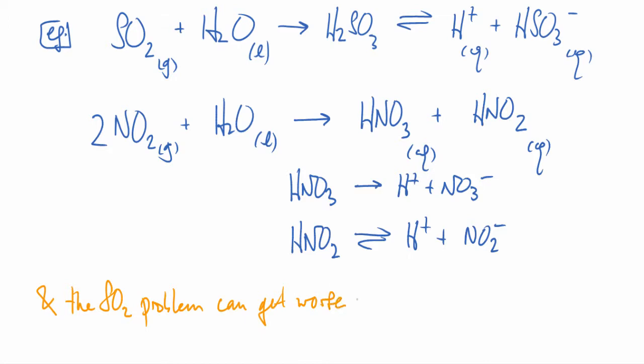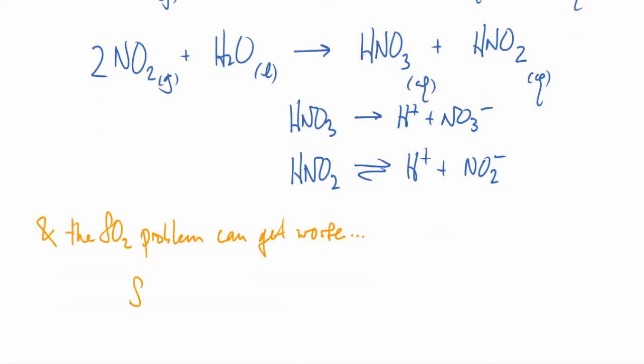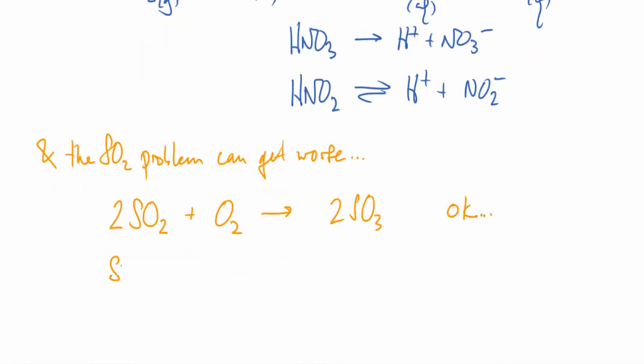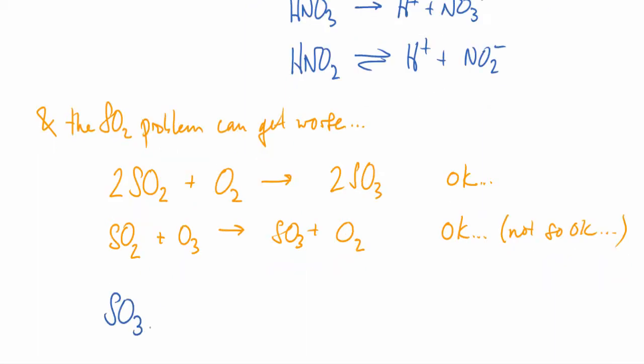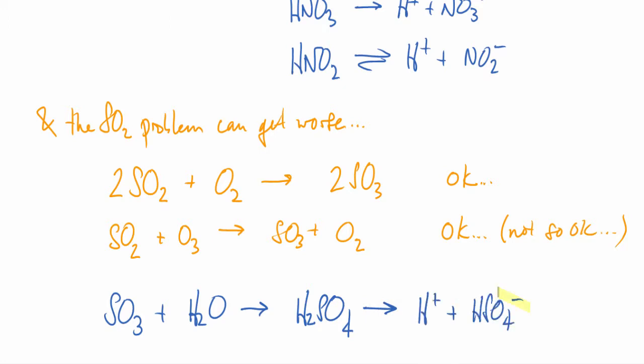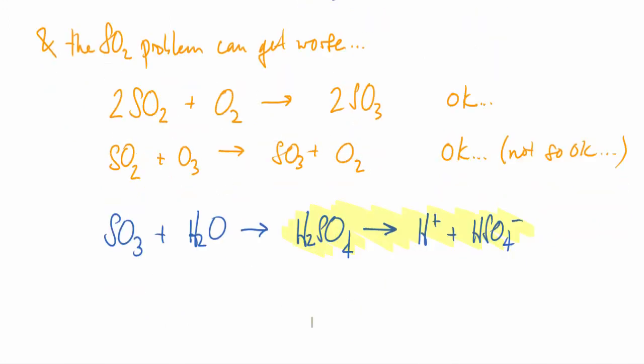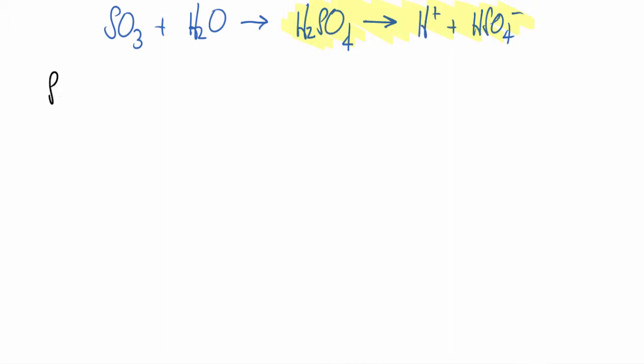If you get sulfur dioxide and react it with oxygen, as shown here, you can form sulfur trioxide molecules. Okay, you can get sulfur dioxide and react it with ozone and form sulfur trioxide and oxygen. Well, that's also okay, but not so okay, because what happens here when the sulfur trioxide and water meet, you make sulfuric acid, H2SO4. Now that's a strong acid, and that can be formed in the atmosphere.